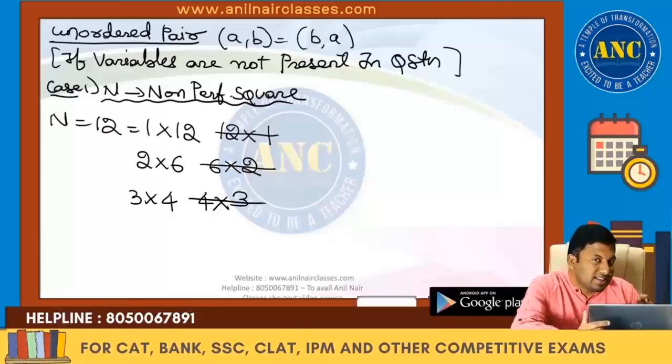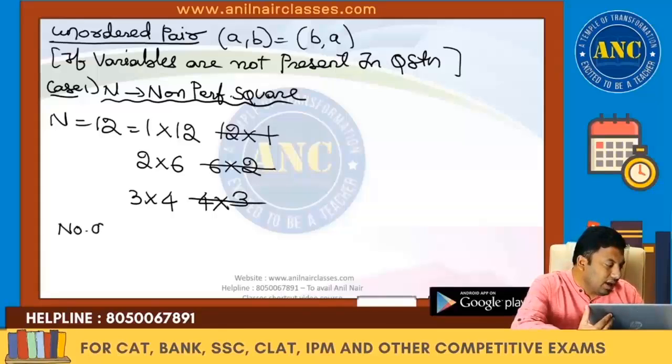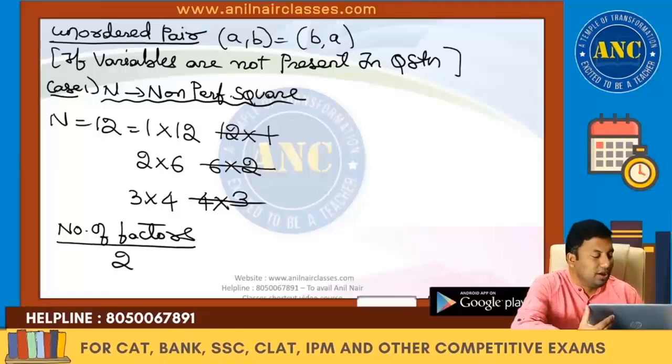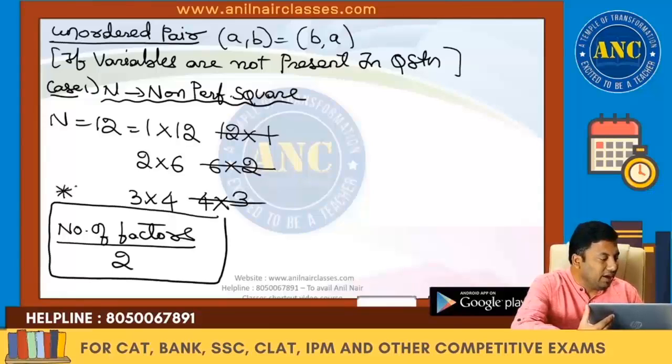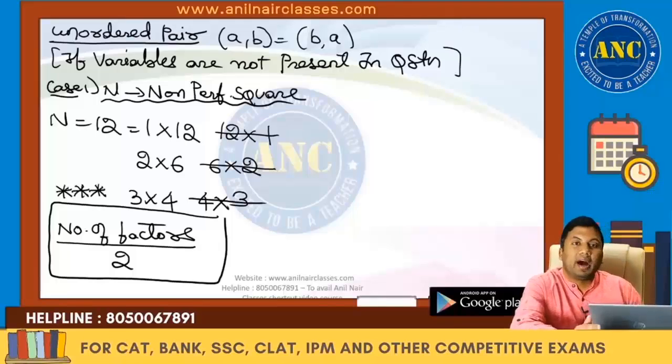Even though you got 6 cases, half of them are duplicated. That means there are 6 factors: 1, 2, 3, 4, 6, 12. Half of them are eliminated because the reverse is not possible. So the answer is the number of factors by 2. If N is a non-perfect square, in an unordered pair, it is always the number of factors by 2.